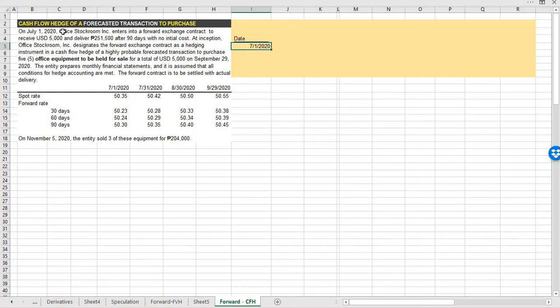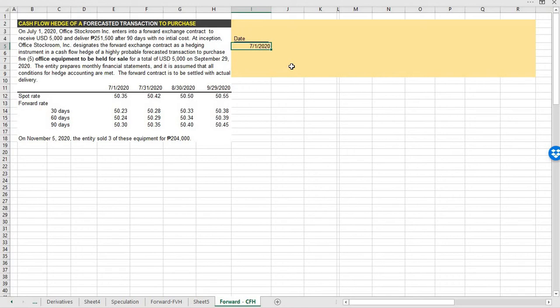Pero, dollar yung naka-fix. And since ang ating functional currency is assumed to be Philippine peso, we need to record the inflow in Philippine peso. And ang Philippine peso value nitong inflow na to, yun ang subject to fluctuation. And again, the outflow is already fixed at 251,500. Kaya ang ating monitoring dito sa ating schedule is the expected inflow at settlement date for this forward contract.